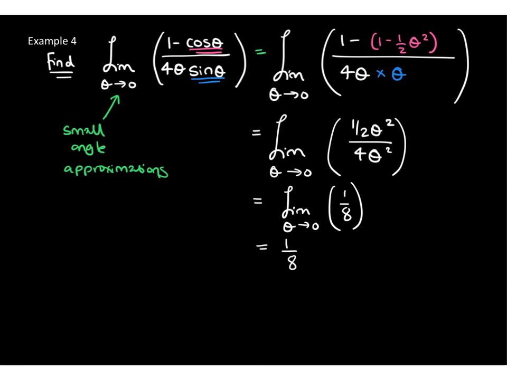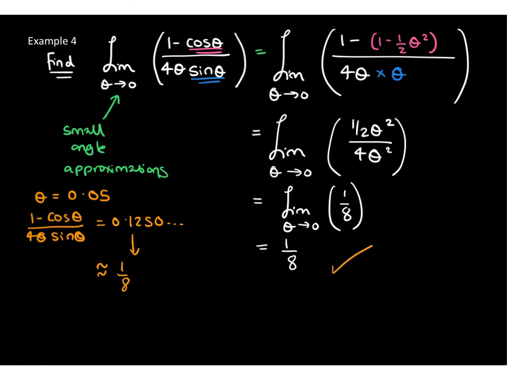Now again, you might find it interesting just to try a value of theta and see what we get. So I'm going to try theta equals 0.05, a really small value of theta. So we're going to work out 1 minus cos of this theta value over 4 theta multiplied by sine theta. So I'm going to input 0.05 and see what the calculator gives me. And my answer is 0.1250... And of course, you can see that's approximately 1/8. So it is a really good approximation because I've obviously subbed in a very, very small value of theta.